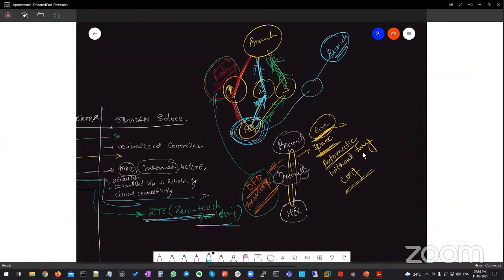And automatically, your controller is centralized and your management is also centralized, so it's going to add it everywhere. Your branch will be ready within seconds. So this is the power of zero touch provisioning.